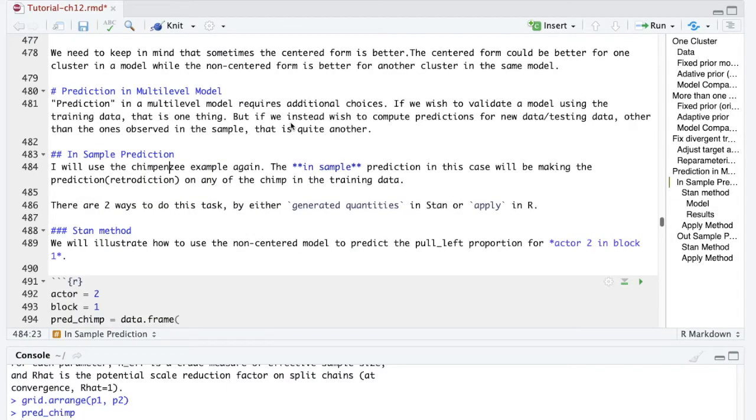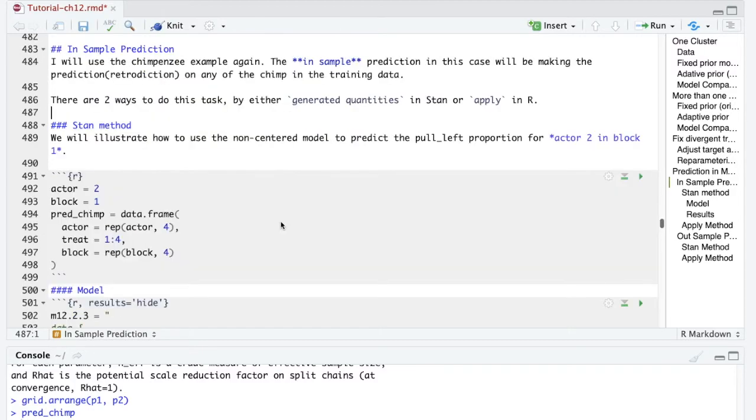We use the chimpanzee example to illustrate the differences between in-sample prediction and out-of-sample prediction. We use 2 ways to do this.